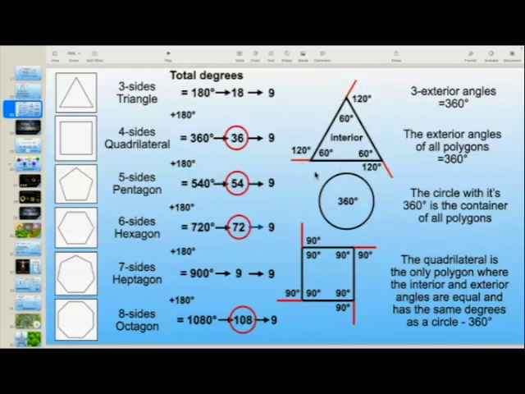And the exterior angles of a polygon always equal 360 degrees, which is equal to the circle that encapsulates them. So that means that the interior angle is 60. If you have a flat line, the exterior angle is 120. You add them all up, 360. A square is the only polygon where the interior angles and the exterior angles are the same, 90 degrees.